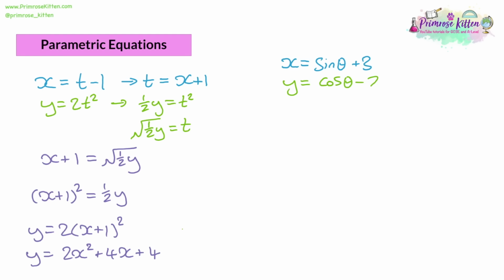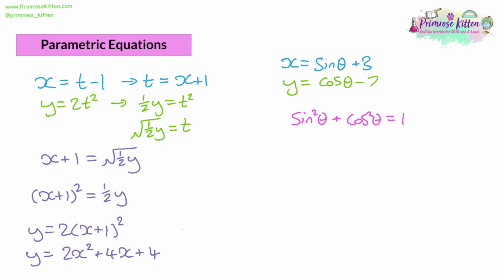Now, the way we're going to combine these together is our third variable here is theta. And we can't really get rid of the sine and the cos to get theta on its own. What we can do is use a trigonometric identity: sine squared theta plus cos squared theta is equal to 1. And so we can use this to combine the two terms together by making sine theta and cos theta the subjects.